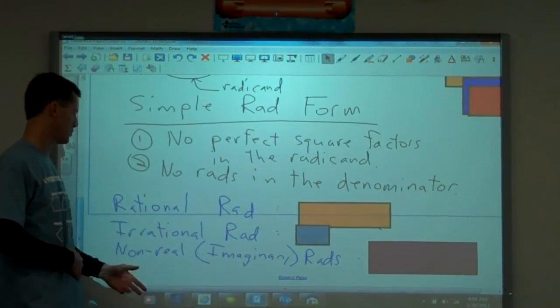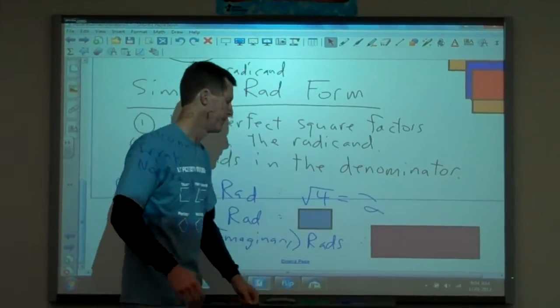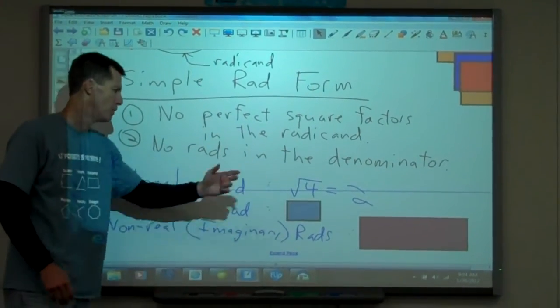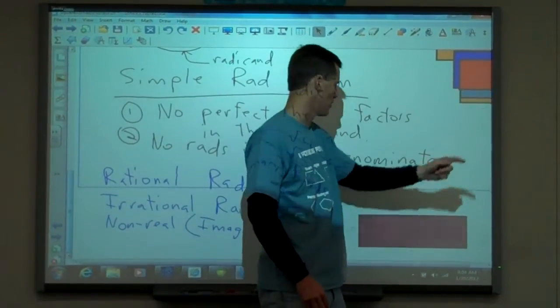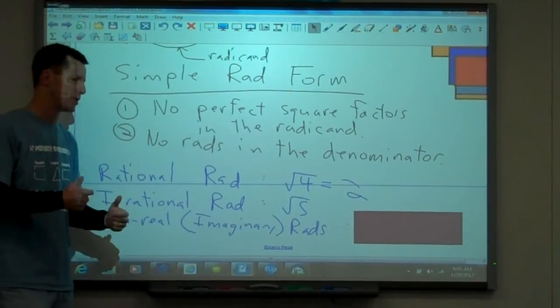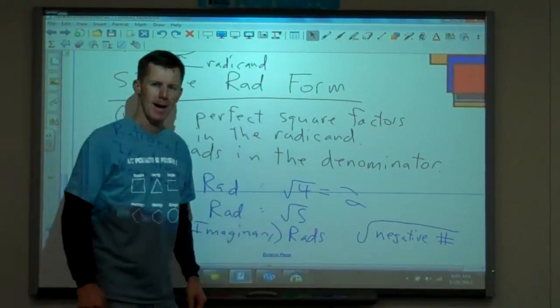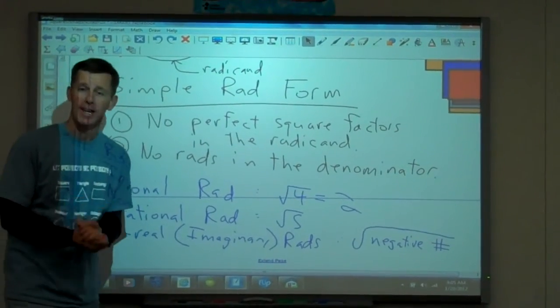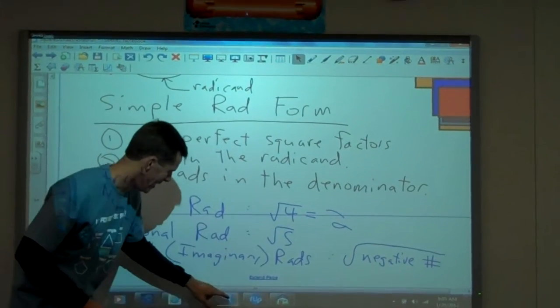This I'm not so worried about, but just remember a rational rad would be something where you can take the square root and you get a rational number. So square root of 4 is equal to 2, so root 4 would be a rational rad. An irrational rad would be anything that's not a perfect square number, such as the square root of 5. And non-real or imaginary rads would be the square root of any negative. All right, great. Are you ready to try some examples? Let's do it.